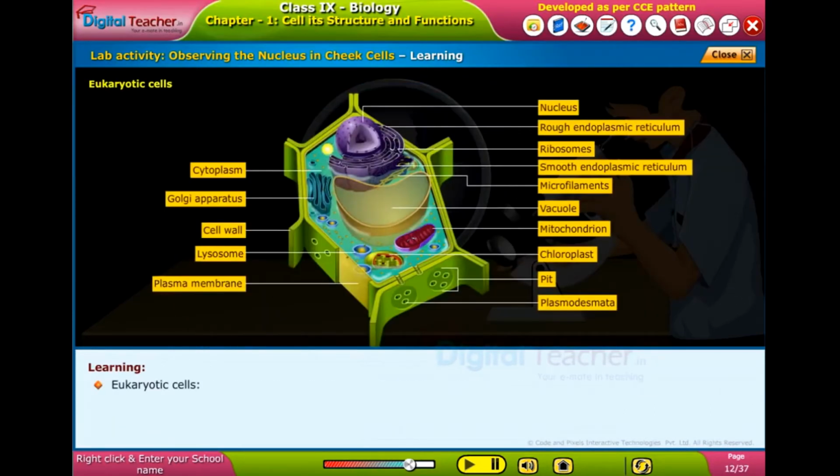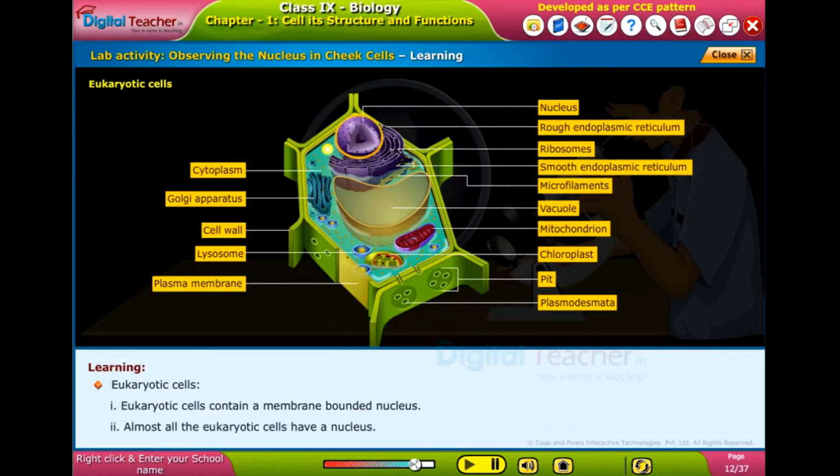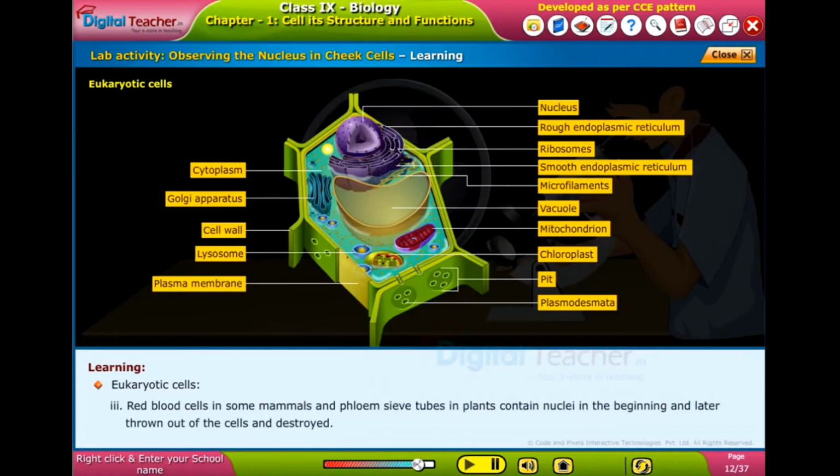Eukaryotic cells. Eukaryotic cells contain a membrane-bounded nucleus. Almost all the eukaryotic cells have a nucleus. Red blood cells in some mammals and phloem sieve tubes in plants contain nuclei in the beginning and later thrown out of the cells and destroyed.